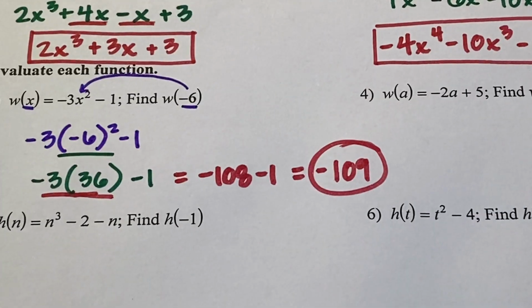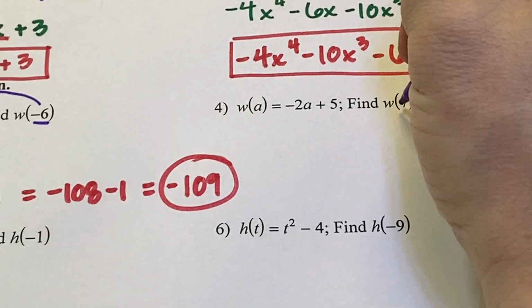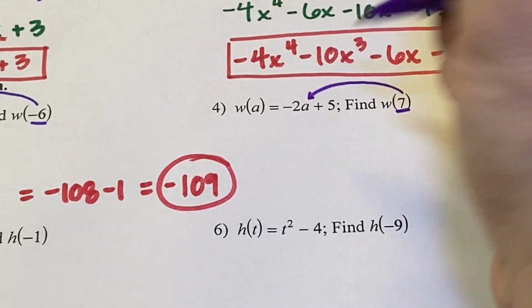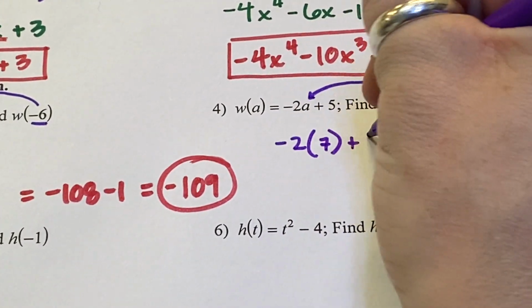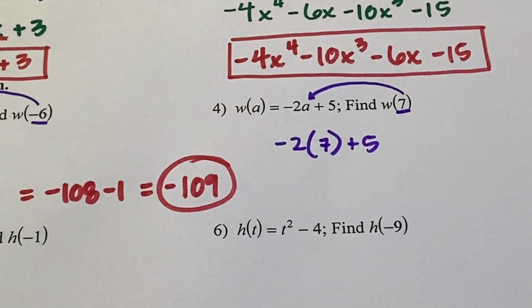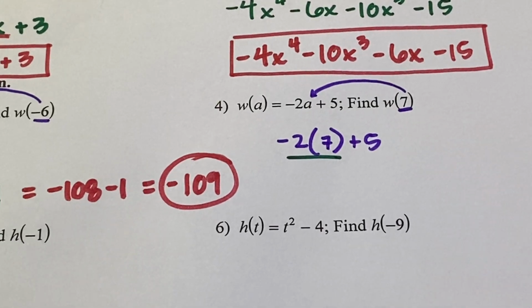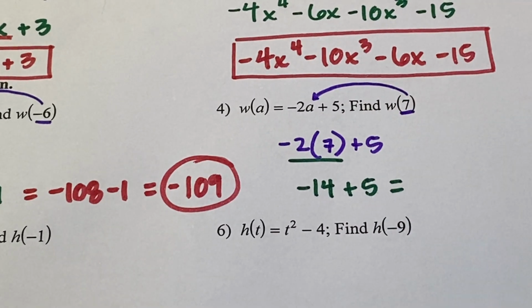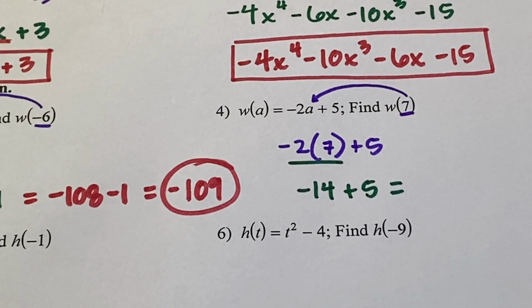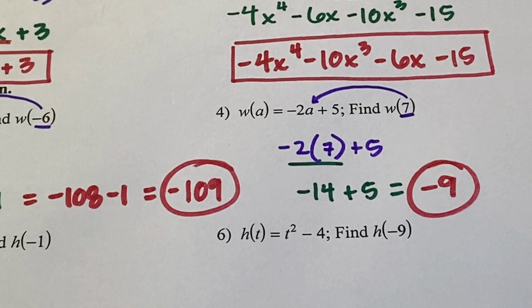Okay, number 4. What are we plugging in? 7. Okay, which means we are going to take that 7. This time we're replacing the a in my function. Negative 2 times 7 plus 5. No powers to take care of, so we can go straight into multiplying. What is negative 2 times 7? Negative 14. And my final answer is going to be negative 14 plus 5. What am I going to get? Negative 9. Boom.